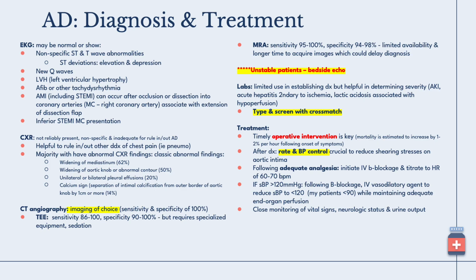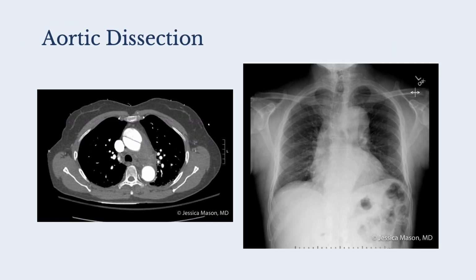So if the systolic BP is greater than 120, you may want to consider vasodilating agents. My patients tended to be less than 90 systolic. And then really important to have close monitoring of not only the vital signs, but neurological status, as well as urine output. So images of dissection: CT scan on the left, widened mediastinum, and distorted aortic knob on the right.